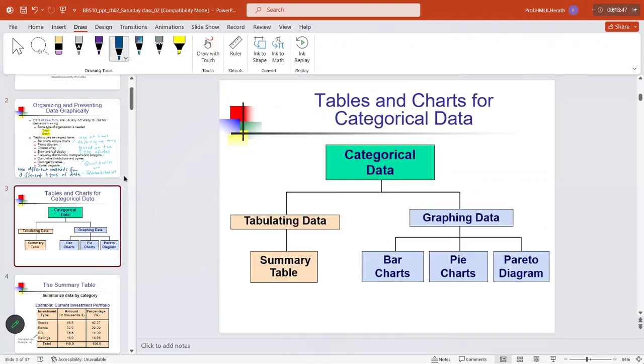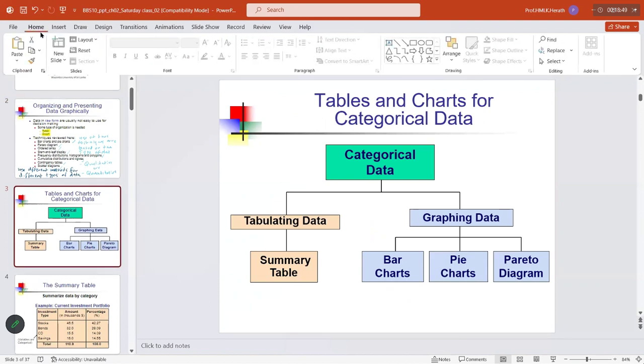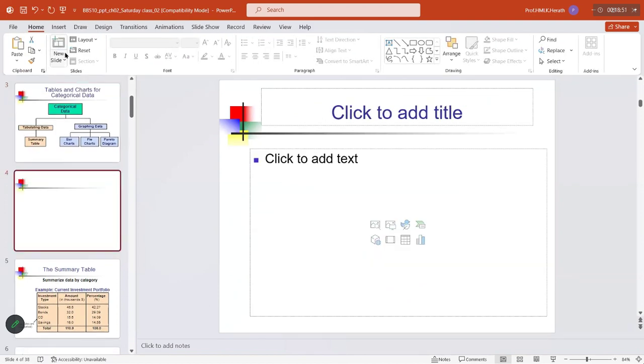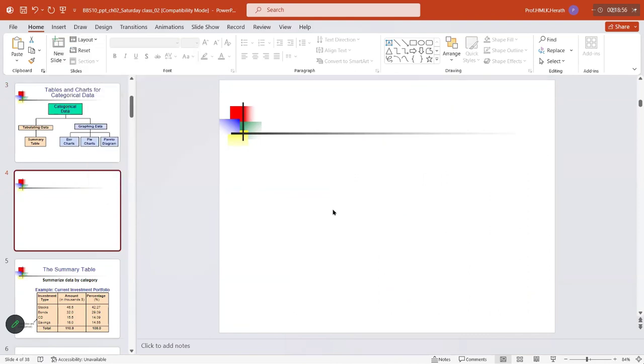Let me explain certain important things that we compute with categorical data, before talking about tabulation of them and putting them in graphs. Please give me a few minutes. I'll get back to you in a few minutes.